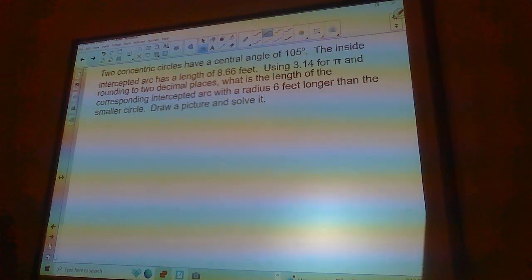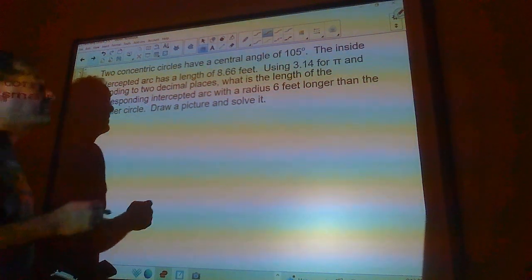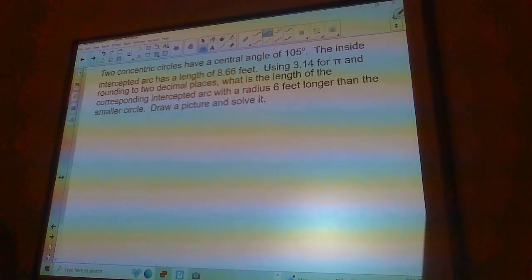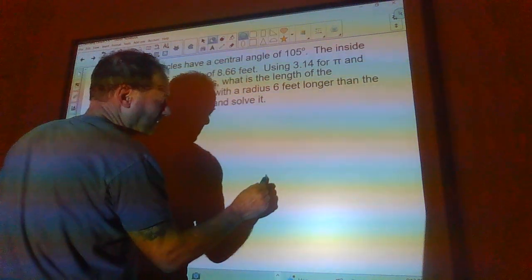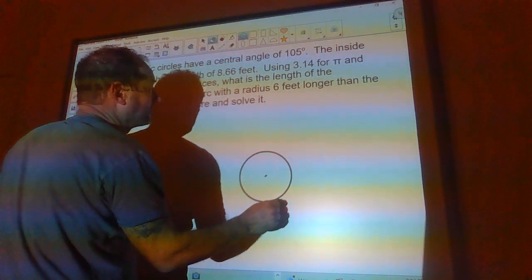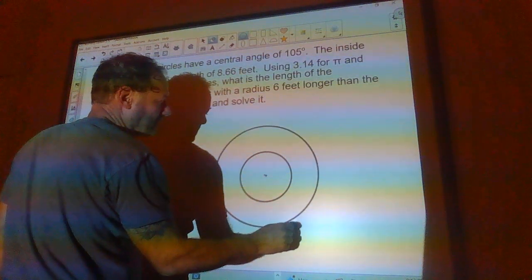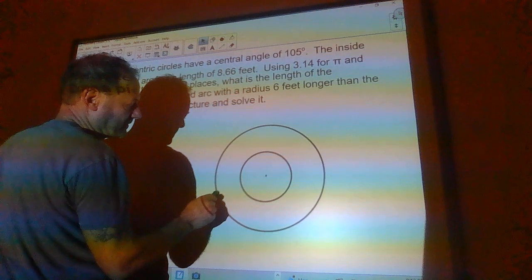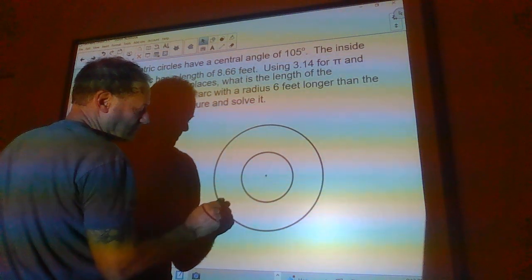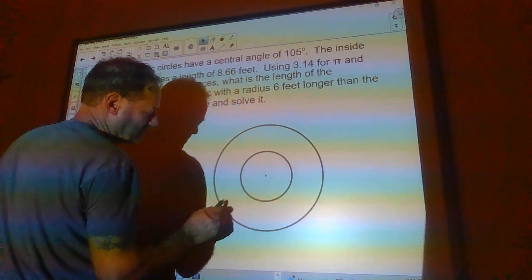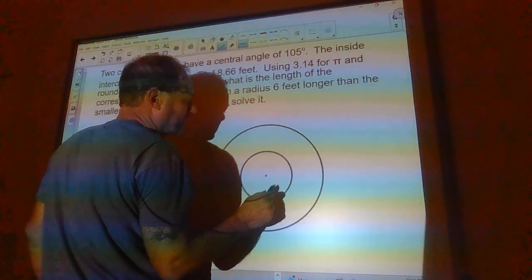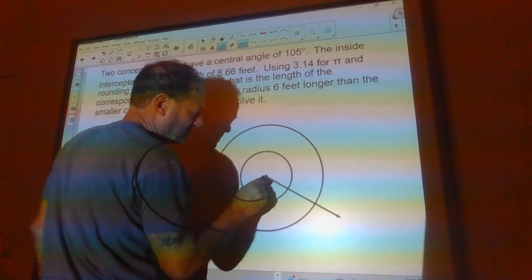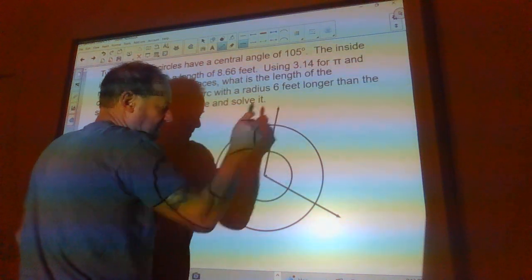All right, two concentric circles have a central angle of 105 degrees. So we got concentric circles, so let's go ahead and draw that. Let's start out with this. There's one, there's the other, and we're off just a little bit, so let's move this. Okay, there we go. They have a central angle of 105 degrees, so let's go ahead and put in a central angle. 105 would be, I don't know, somewhere around there.